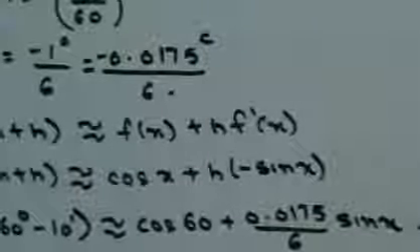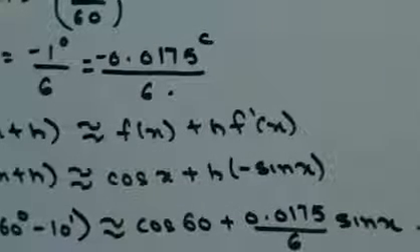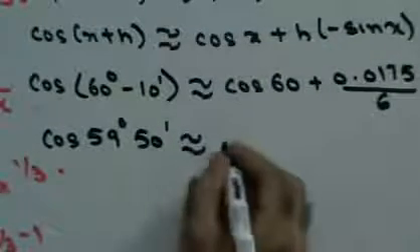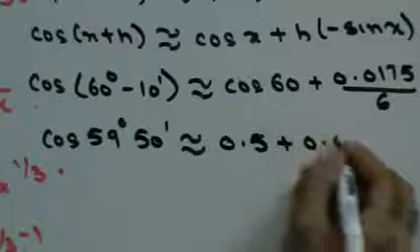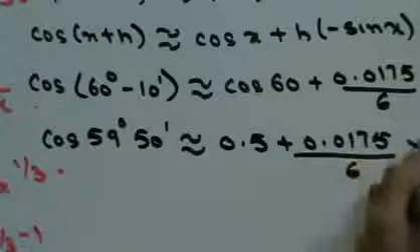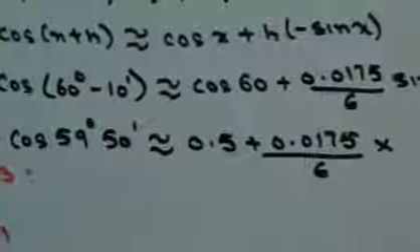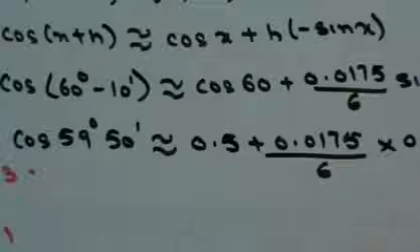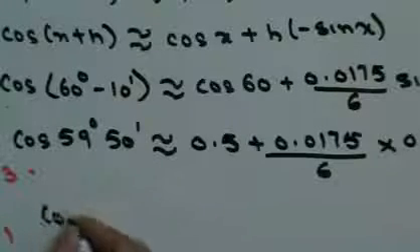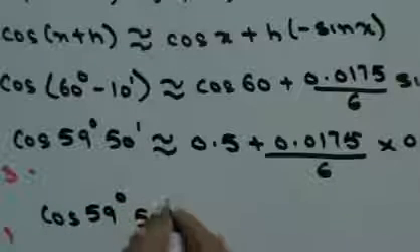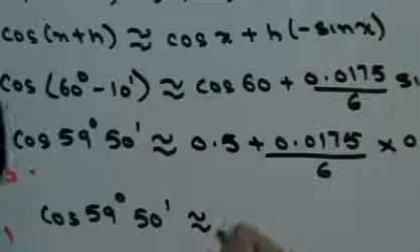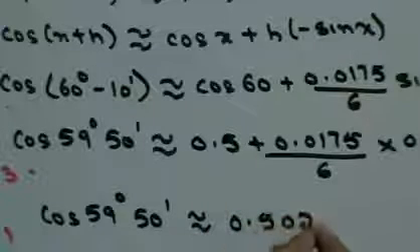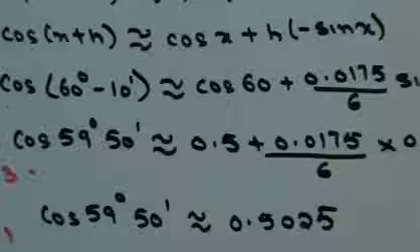So this will be cos 59 degrees 50 minutes is approximately equal to cos 60 is 0.5 plus 0.0175 divided by 6 into sin x. Sin x is sin 60. Sin 60 value is given to you as 0.8660. You have all the values here. When you substitute them and solve them, you should get this answer as cos 59 degrees 50 minutes is approximately equal to 0.5025. Right? Let's see another sum of this kind, guys.